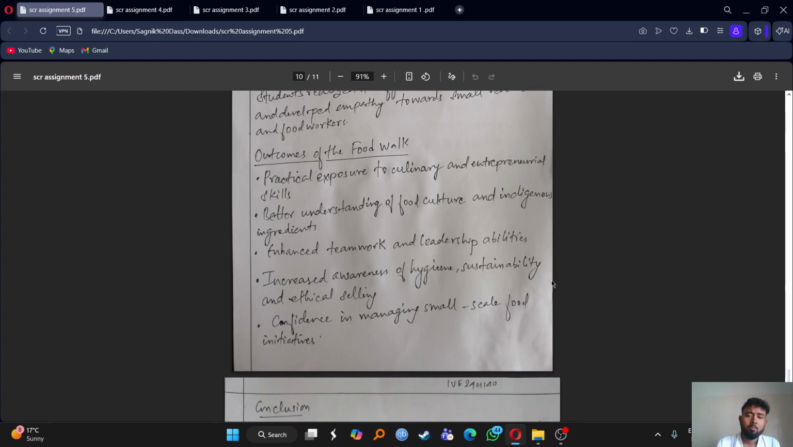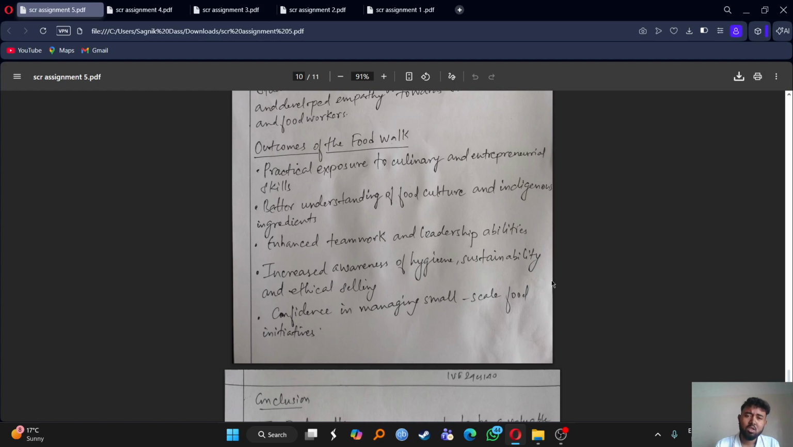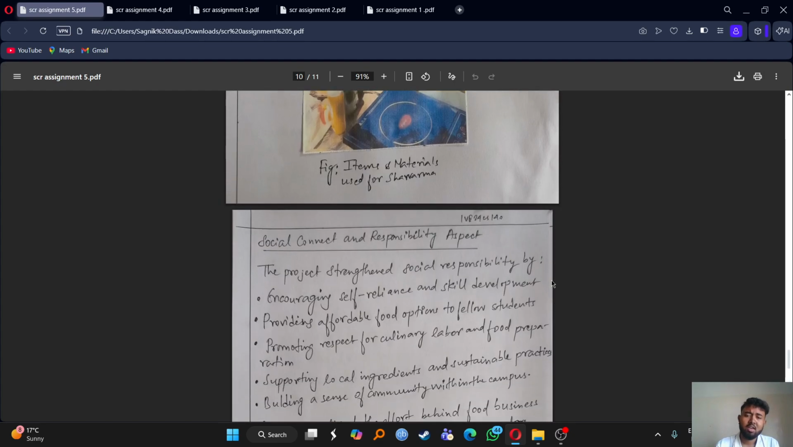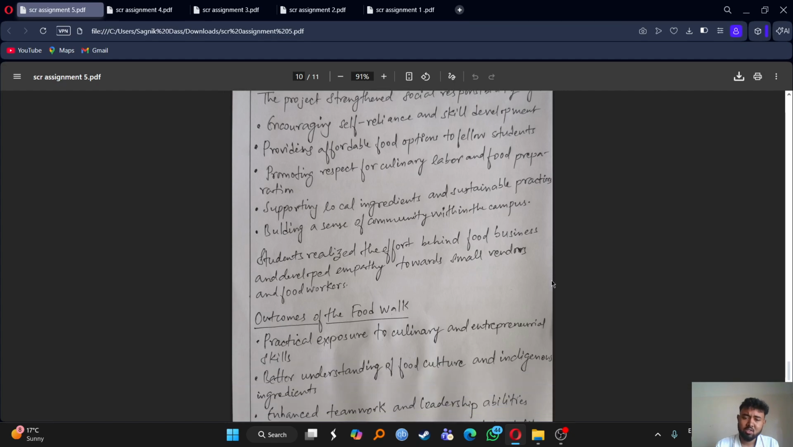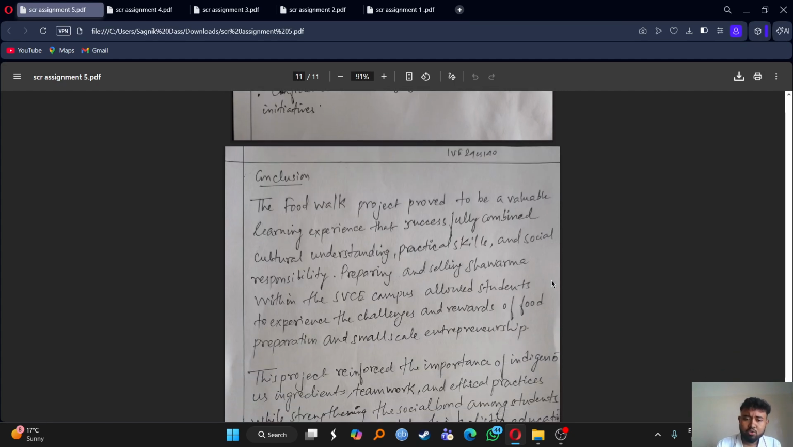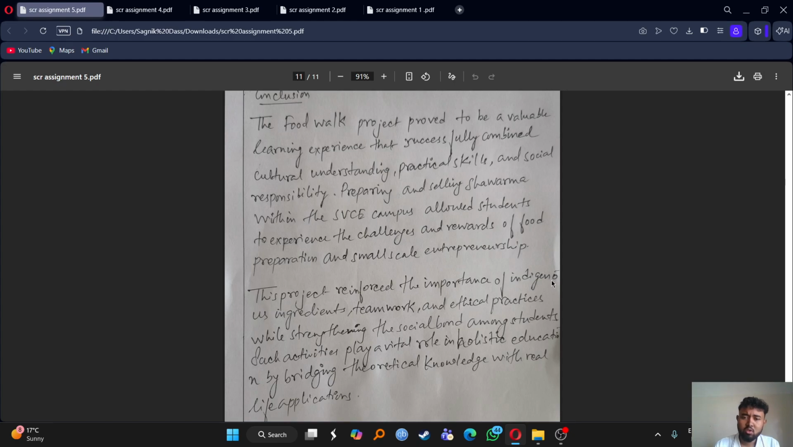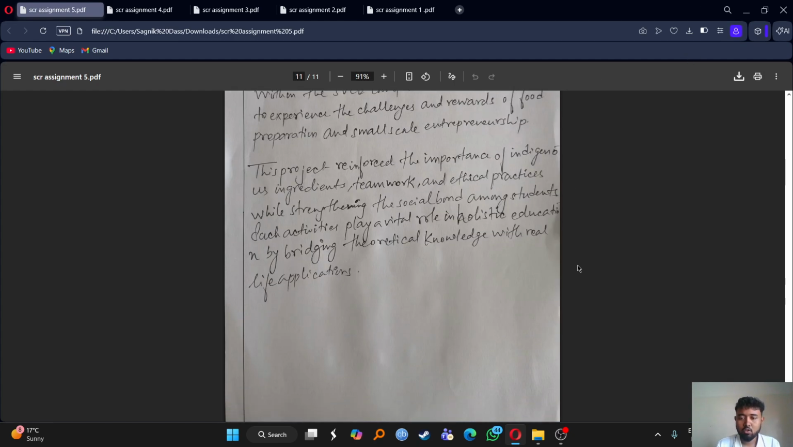Outcomes of the food work, practical exposure, is similar to the social connect and responsibility results as well. A conclusion is also no need to explain here. There is nothing much left to be explained. Preparing and selling shawarma in the SVCE campus allowed students to experience the challenges and rewards of food preparation and small scale entrepreneurship. Thank you. Module 5 is also completed.